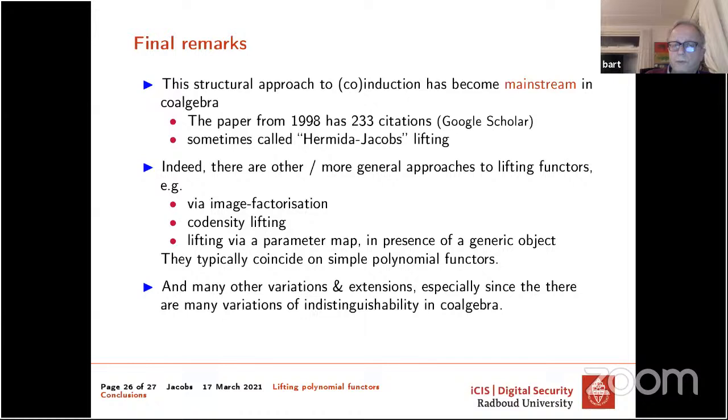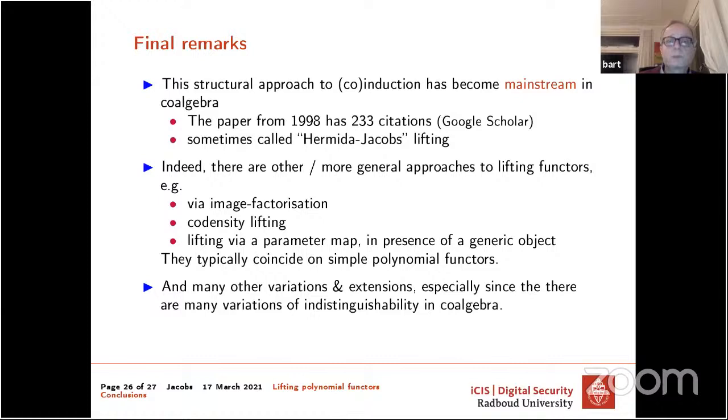And so there's a lot of variation here, but typically all these forms of lifting coincide on the simple situation given by simple polynomial functors. And so it's useful to be aware of this very basic situation. I've described only a very, very simple situation, but it's good to be aware of this. And it's always nice to know that the world is very nice and smooth if you restrict to a sufficiently simple situation.